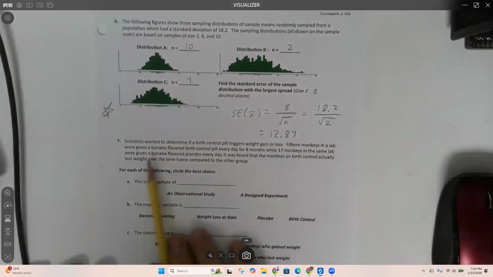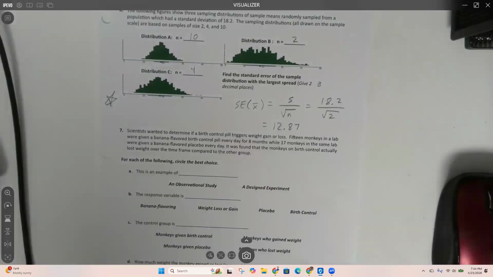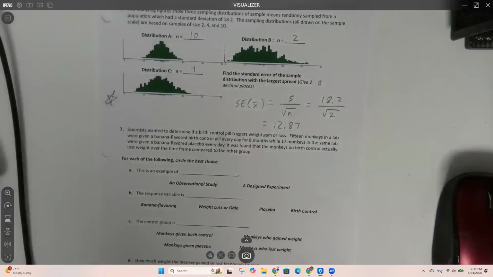All right, now we're doing a story problem. Scientists want to determine if a birth control pill triggers weight loss or gain. 15 monkeys in a lab were given a banana flavored birth control pill every day. I don't know why we have to know it's a banana flavored one. All right. Okay. Banana flavored birth control pill.